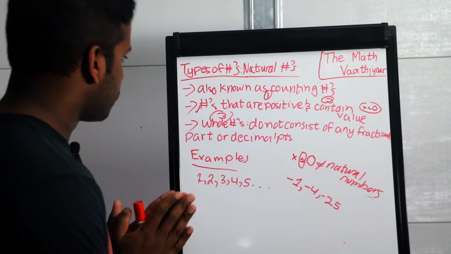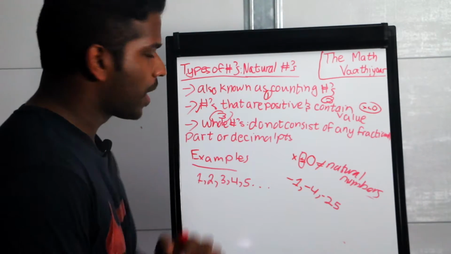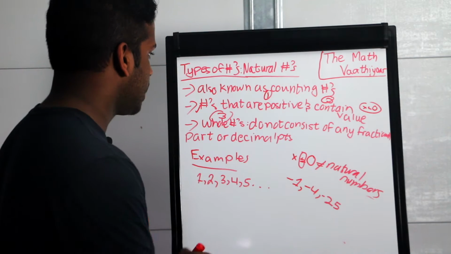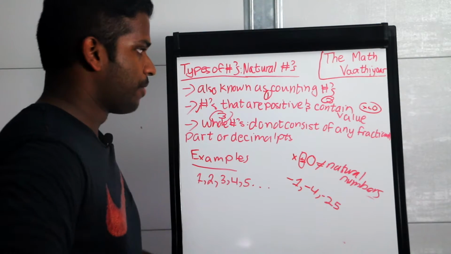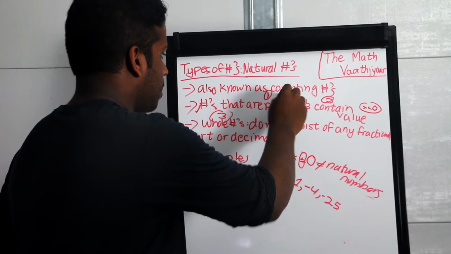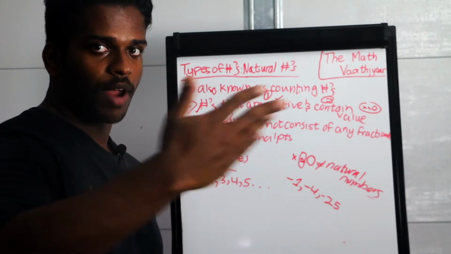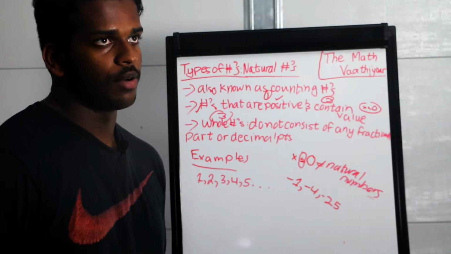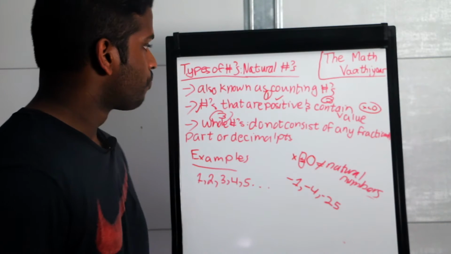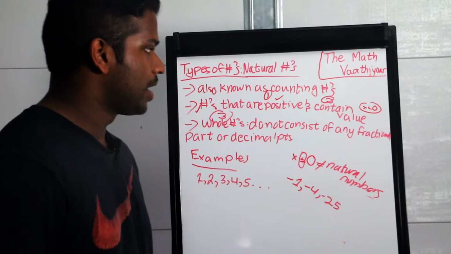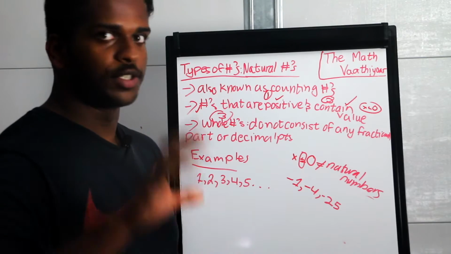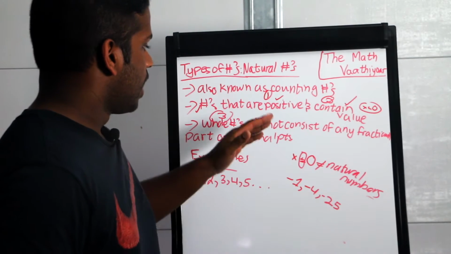So natural numbers are numbers that are positive. So that is the first thing. You have to make sure that the number is a positive number, or that the number is to the right of 0 on a number line, or that it is greater than 0. And it must contain value. So what do I mean by these two things?